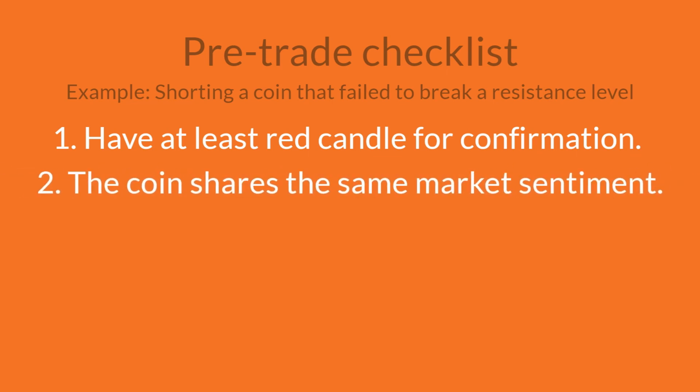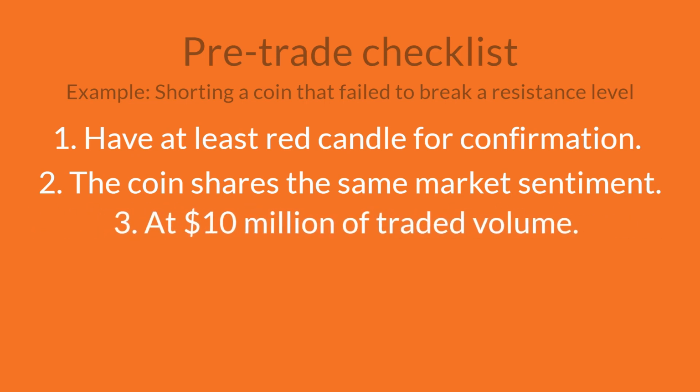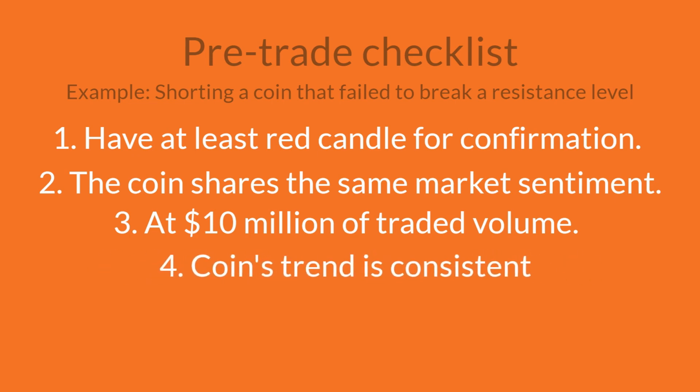Number 2. The market is trending in the same direction. If you are, again, looking to short a coin, you need to make sure the market is in a downtrend. You must avoid coins that aren't following the market sentiment, so if the rest of the market is red, besides the coin you're looking at, just avoid taking that trade. Number 3. The coin has at least $10 million in traded volume. You need to check this and make sure there aren't any massive candle wicks, since they won't work in your favor. Number 4. Last thing I look for is that the coin is consistent.